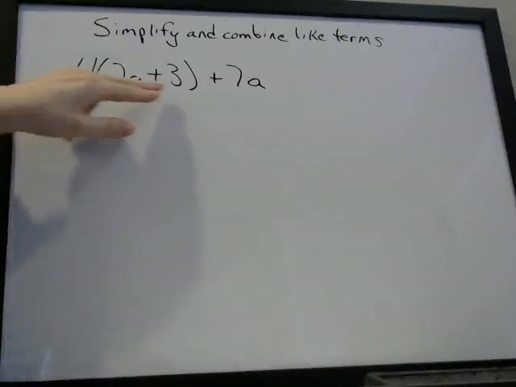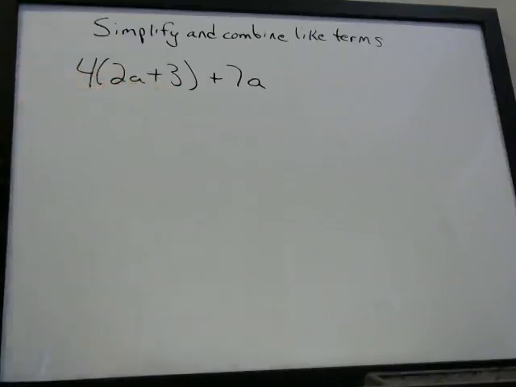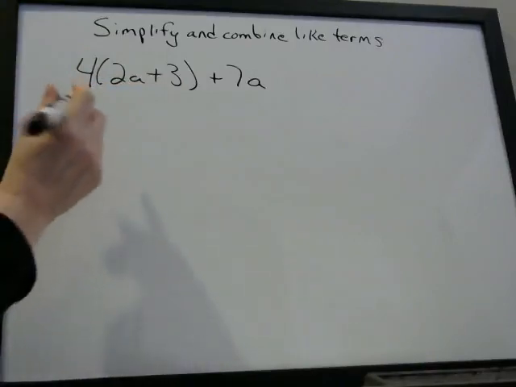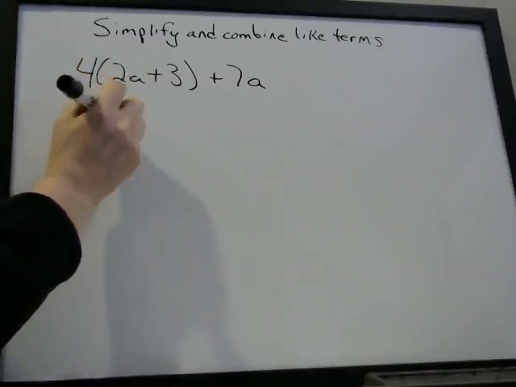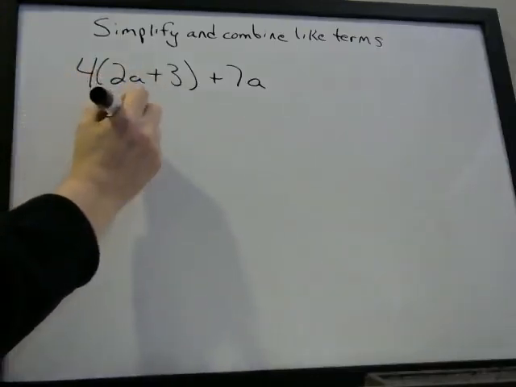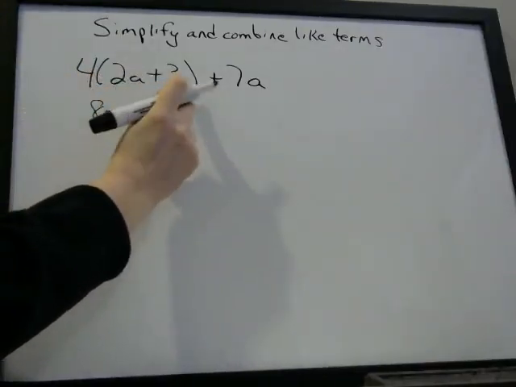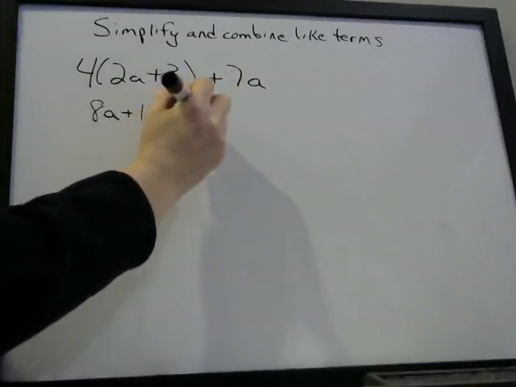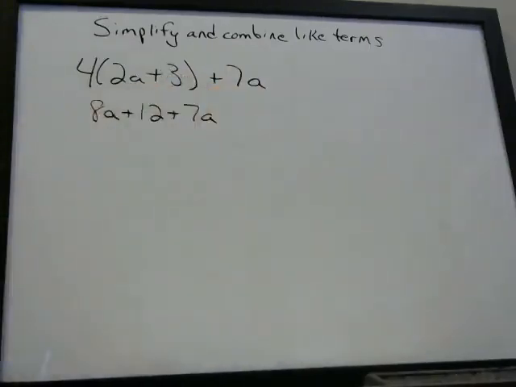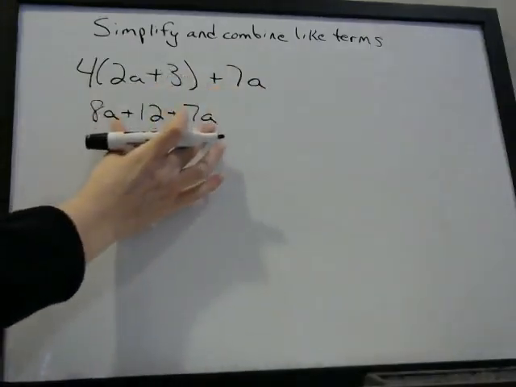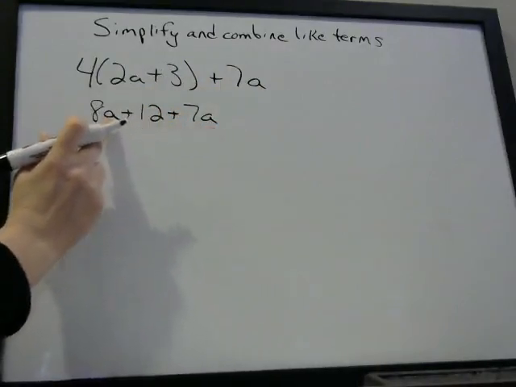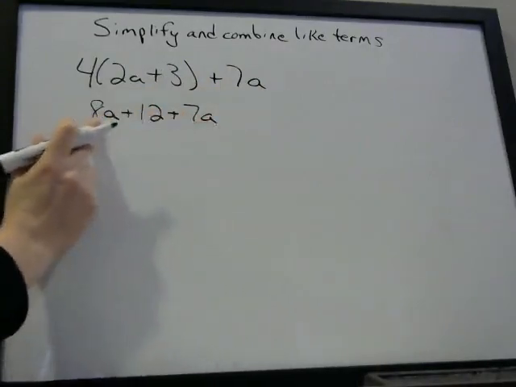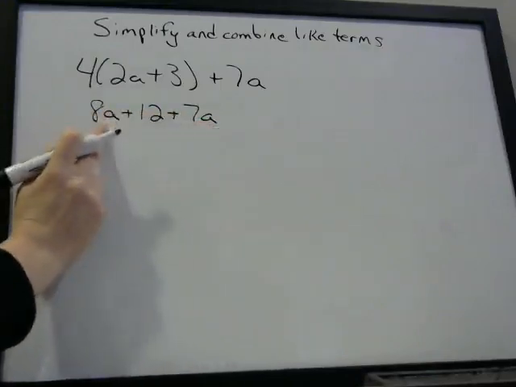So first we're going to use the distributive property. Again, if you don't know how to do that, please watch the video. So we go 4 times 2a, that's 8a. 4 times positive 3 is 12, plus 7a. And then what we're going to do is put like terms together. So here's an a and here's an a. So we're going to first put them beside each other, and then we're going to combine them.